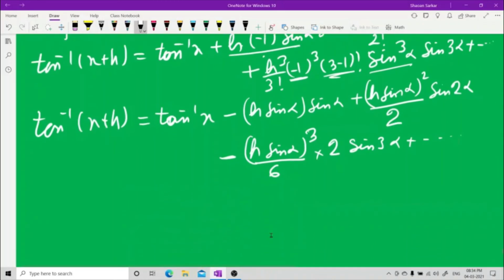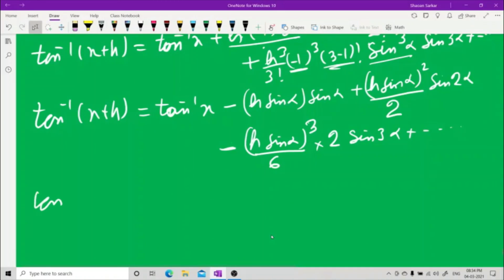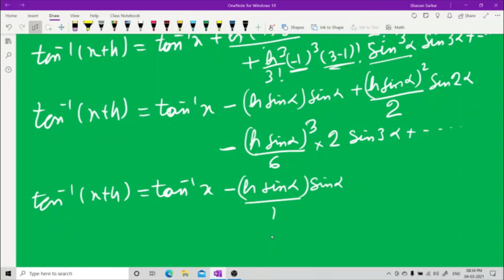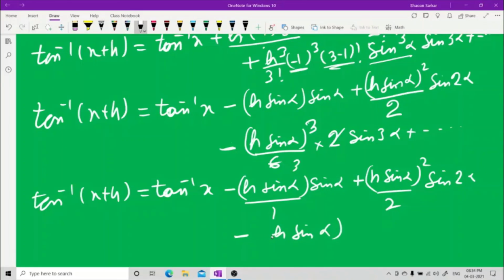So the last part: tan inverse of x plus h is equal to tan inverse x minus h sin alpha, sin alpha you can write by 1, no problem, plus h sin alpha whole square by 2 sin 2 alpha, minus h sin alpha whole cube by 3 sin 3 alpha, plus so and so forth.